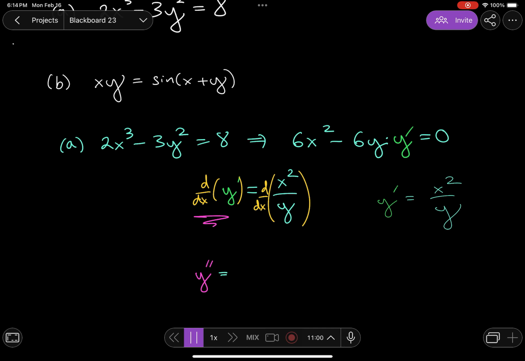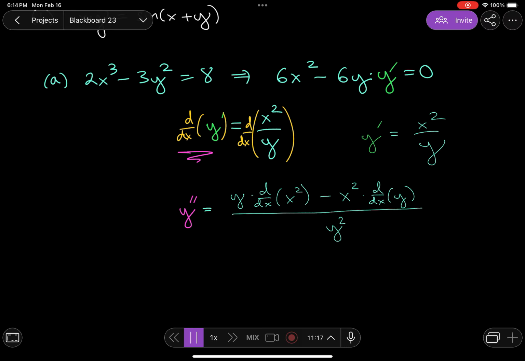So this is equal to the bottom function times the derivative of the top with respect to x minus the top function times the derivative of the bottom with respect to x, all divided by the bottom function squared. That's just the quotient rule. And then you just take these derivatives one by one. So we got y times the derivative of x squared with respect to x, that's 2x, minus x squared times the derivative of y with respect to x.